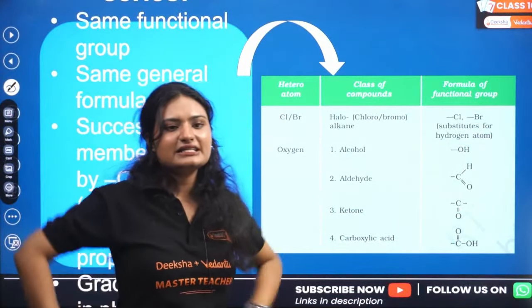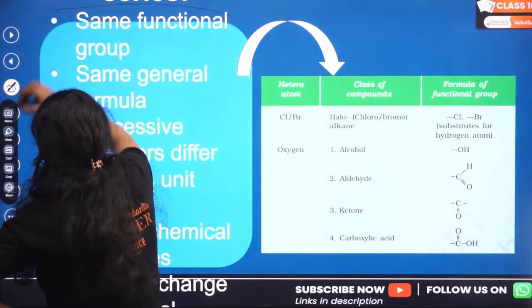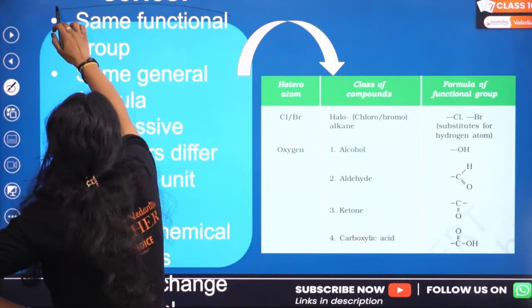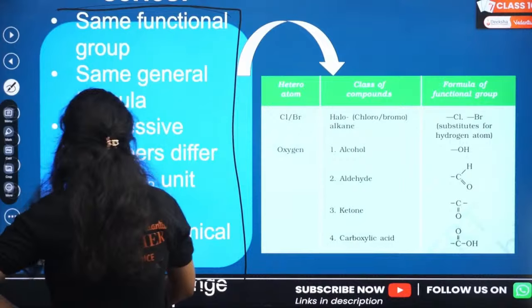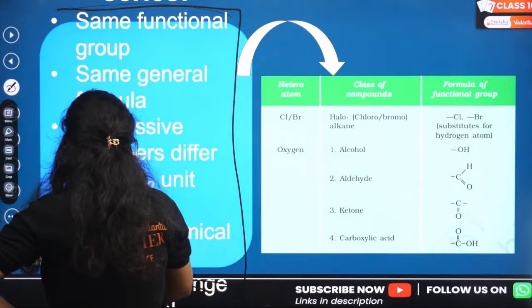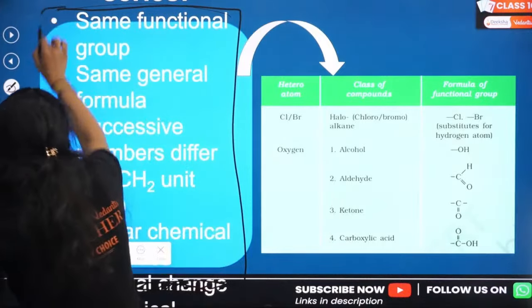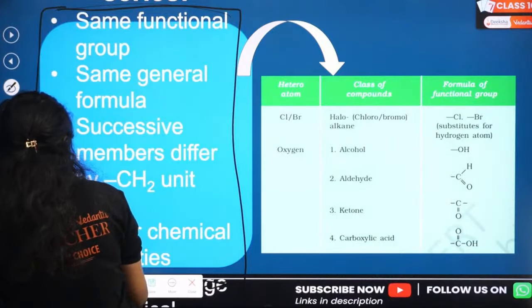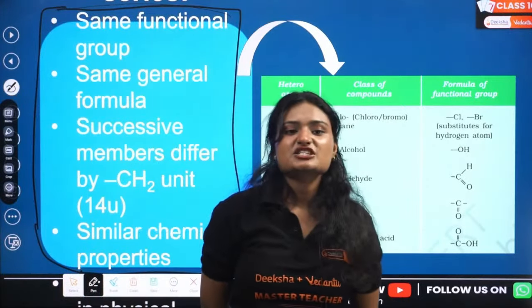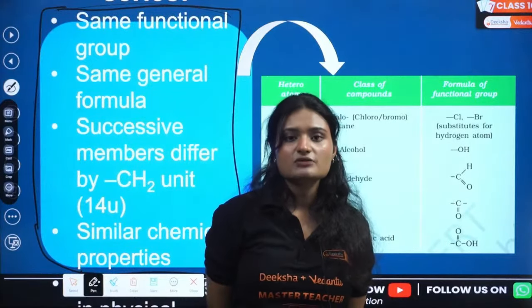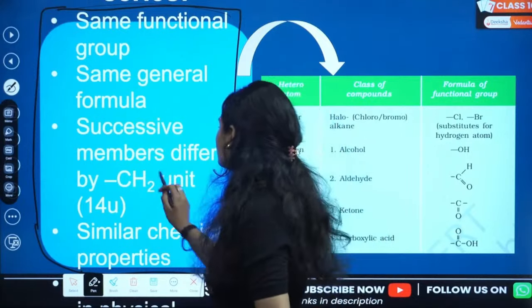Okay. Homologous series. What is a homologous series? A homologous series is a series of organic compounds that have the same functional group, the same general formula, and each successive member differs by a CH2 unit.